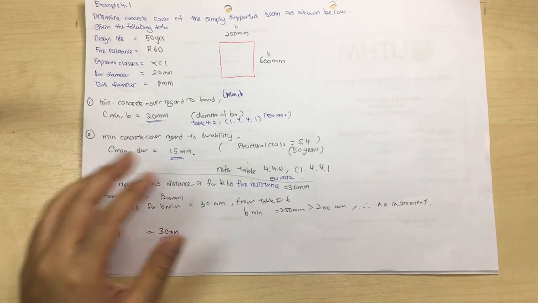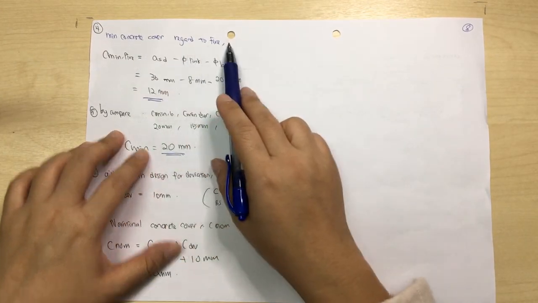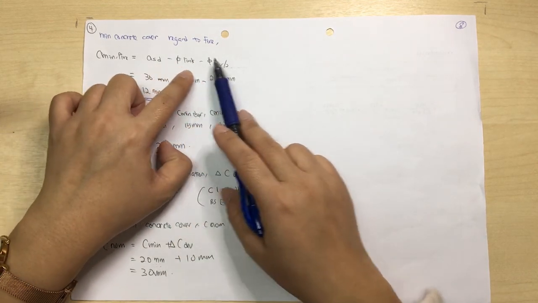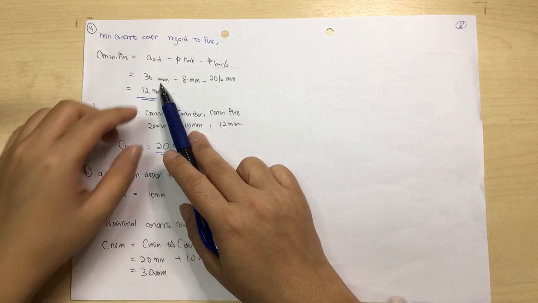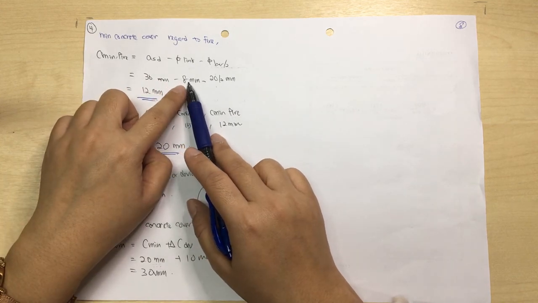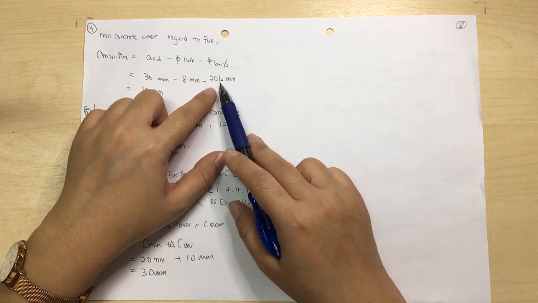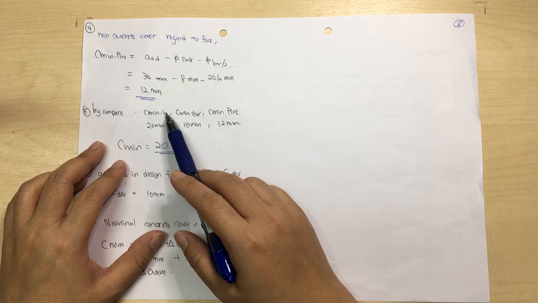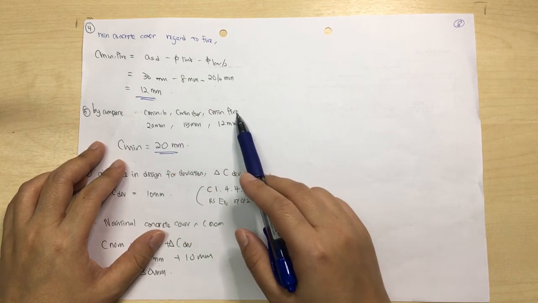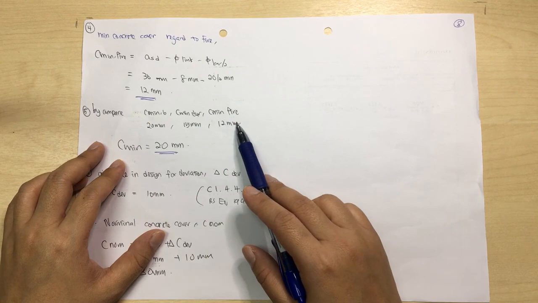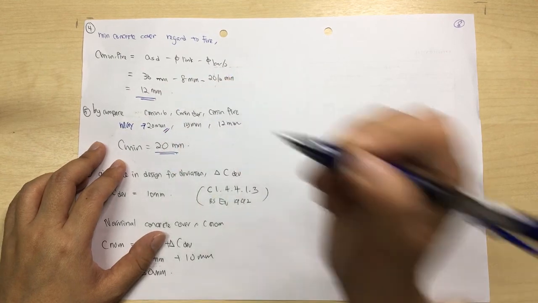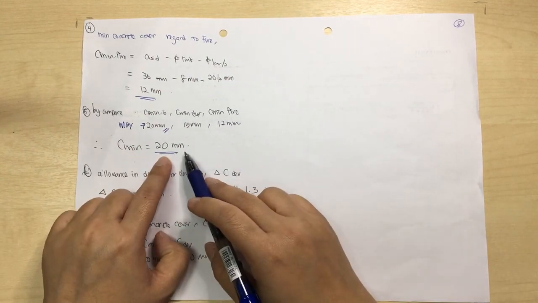Next, the minimum concrete cover with regard to fire: C min fire is ASD minus D link minus D bar over 2. Just now from the table we referred 30 mm. So we minus the D link 8 mm and minus the D bar 20 over 2, which is 10, giving 12. By comparing C minimum due to bond, durability, and fire, we get 20, 15, and 12. So what we have to do now is take the maximum, this 20. So C minimum here is 20 mm.